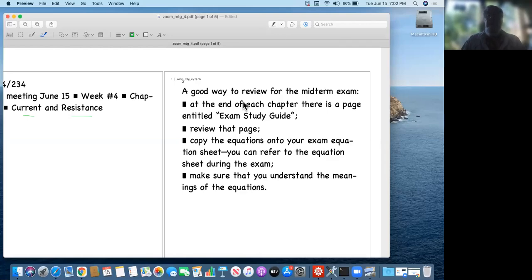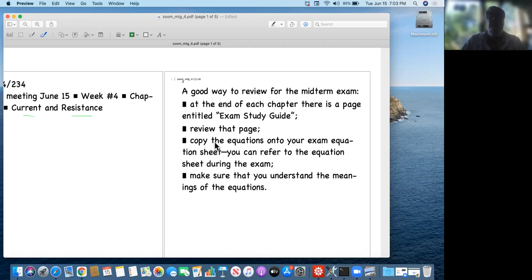has all of the important equations for that chapter with a little bit of explanation. So a good way to study for the midterm exam is to look over the items in that page called the exam study guide. Review that page. Also, you're allowed to use an equation sheet during the exam. So you want to have a sheet of equations. A good way to get the correct equations written down is to copy the equations from the exam study guide. Put those on your equation sheet. Then you can refer to those when you're taking the exam.